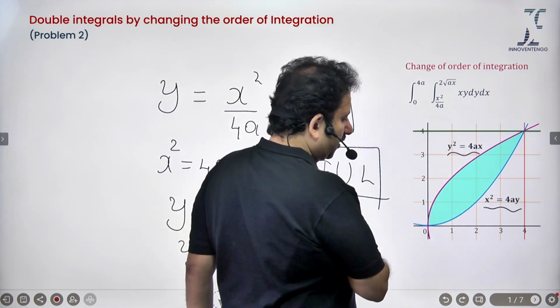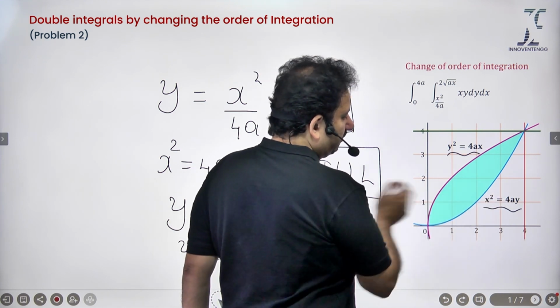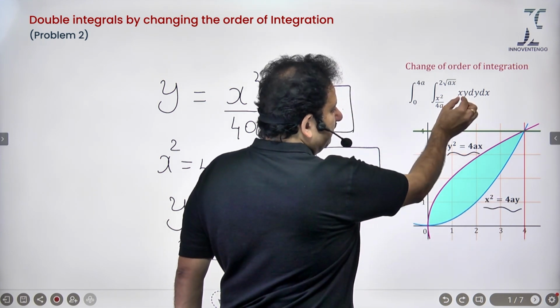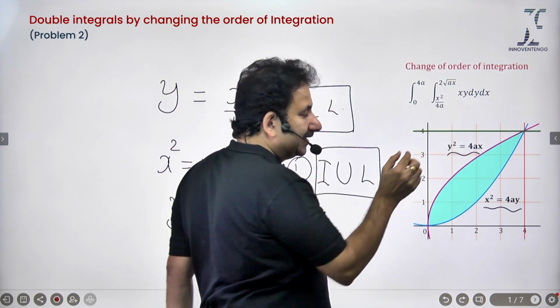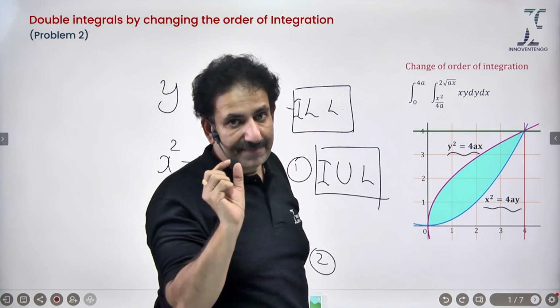Lowermost boundary definition is what? x square is equal to 4ay. So therefore, what is my y? Because if I am integrating first with respect to y, then my limits obviously are defined in terms of x. Always remember that.